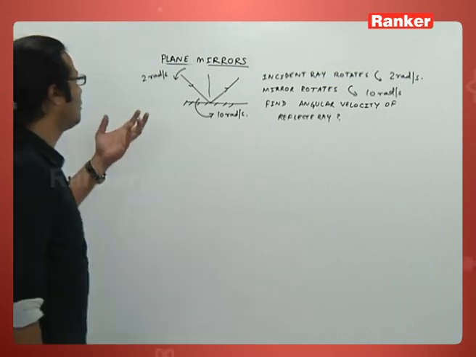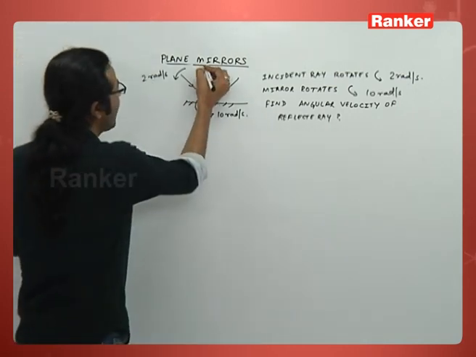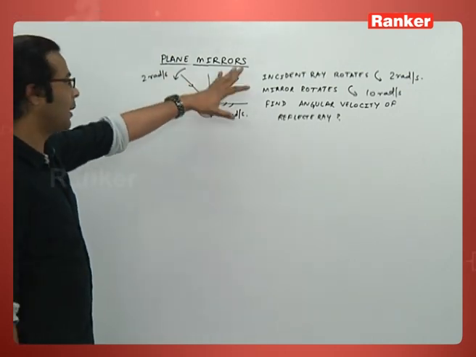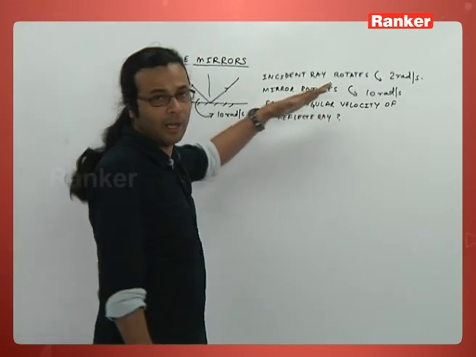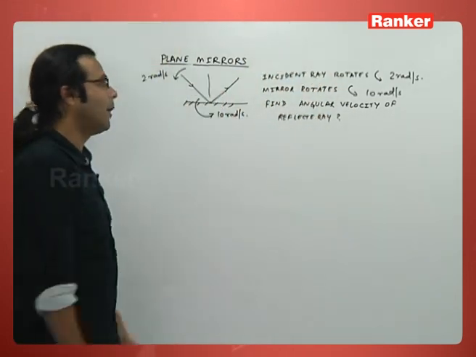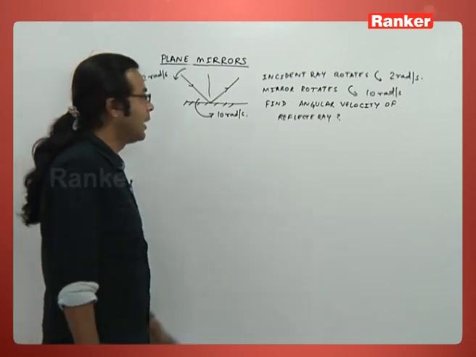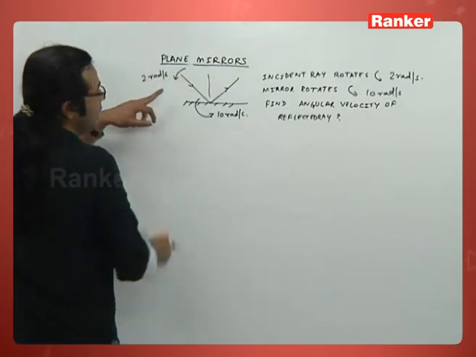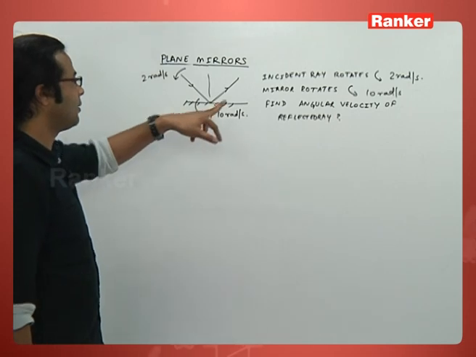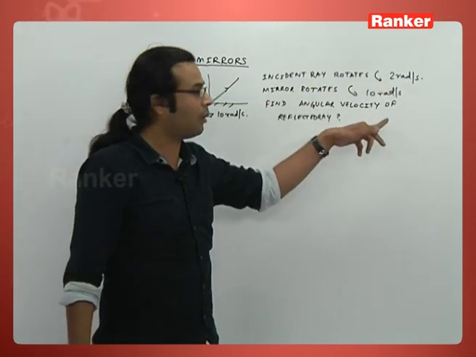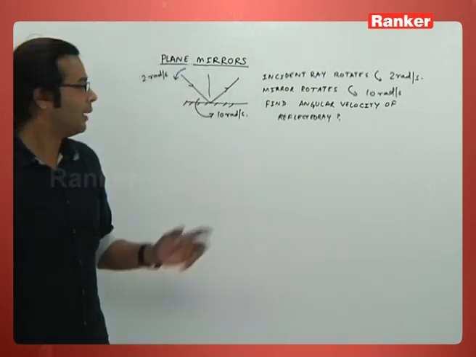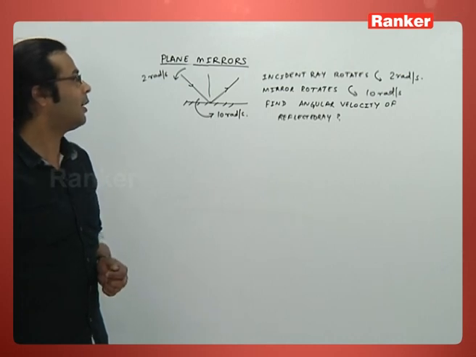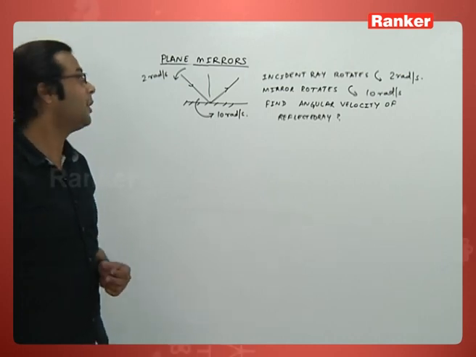So when two kinds of cases are involved in one single problem, we will take one case individually, then combine these two effects to find out the angular velocity of the reflected ray. So first, case 1: the incident ray is rotating with an angular velocity 2 radian per second in an anti-clockwise direction. Already we have studied, when the incident ray rotates by an angle theta, the reflected ray will rotate with the same angle theta but in the opposite sense.